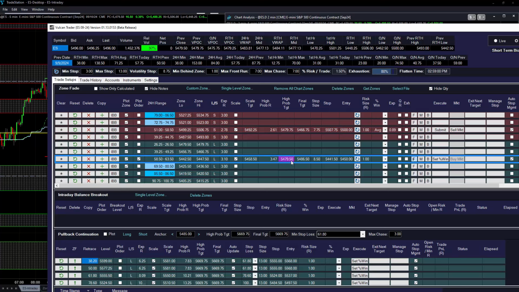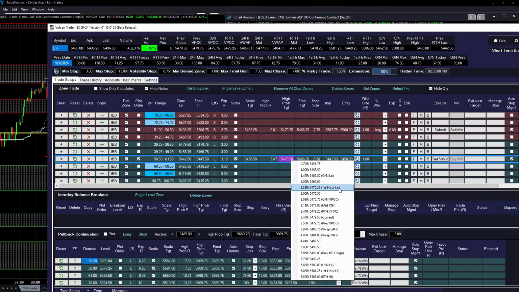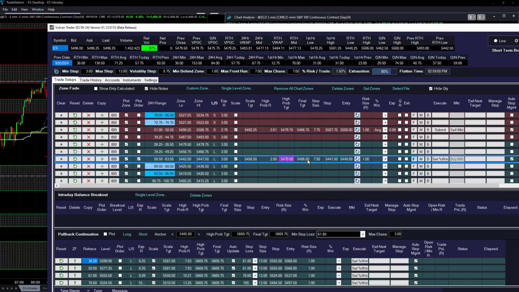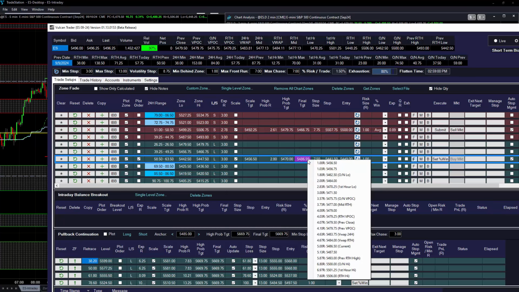So as far as a high odds target goes, that should be the first hour low or one tick ahead of it. As far as our final target goes, that could be a move back up into initial resistance. It could be a move back up into the 79 area, the previous VPOC. Any of those would be fine. It could be the 24-hour VWAP. Anything like that would work as a final target.